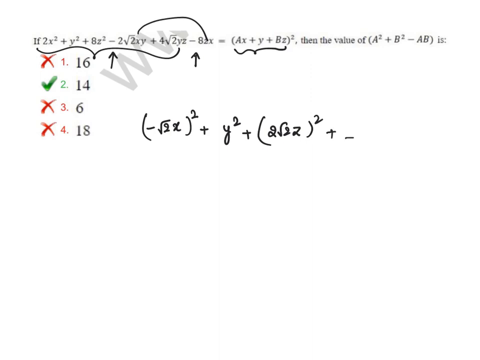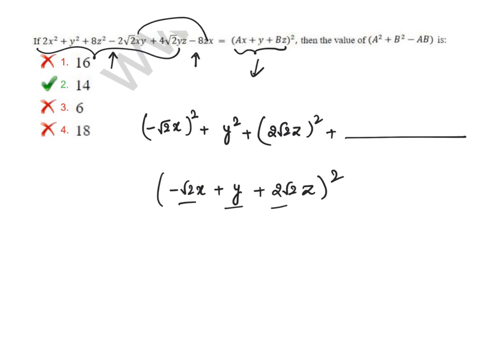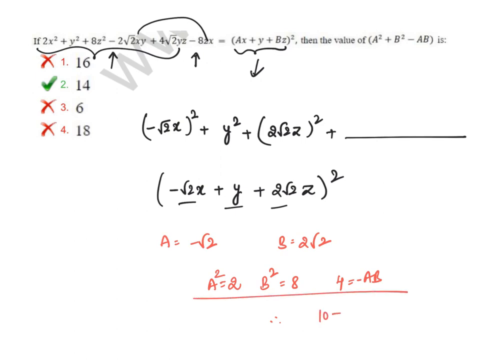So and so on, 2ab, 2bc, 2ca you get. But what is abc? Minus root 2x plus y plus 2 root 2z. Thus you get a, b, c. Compare it with the coefficients of x, y, z. So coefficients of x, y, z, if you compare, a is minus root 2 and b is 2 root 2. I can say a square is 2, b square is 8, minus ab is 4. So minus ab is 4. Therefore, if you combined everything, 10 plus 4, it's 14.